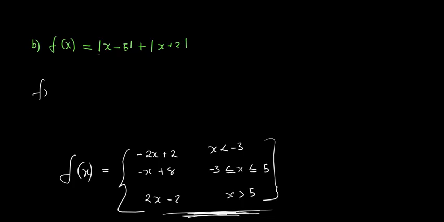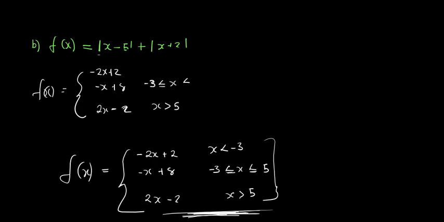So f of x is equal to negative 2x plus 2, then negative x plus 8, then 2x minus 2. Here the range is x should be greater than 5. Then here negative 3 is less than or equal to x, and again x is less than or equal to 5. Then here the condition was x is less than negative 3. So now how do we graph this?